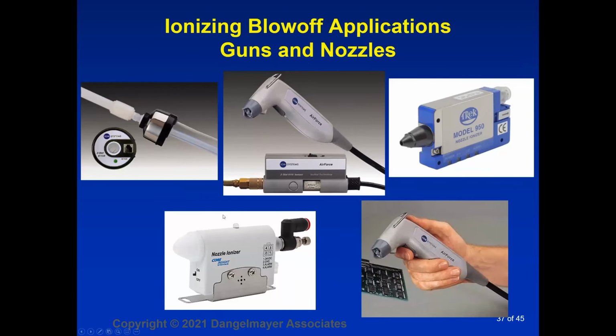When we look at blow-off and compressed gas ionization options, there are cartridges, there are blow-off guns and nozzles. There are many, many different types of ionizers to use in blow-off applications where you not only want to neutralize charge, but perhaps you might want to remove particles from the surface as well. Ionization, because it neutralizes the charge, makes particles easier to remove.